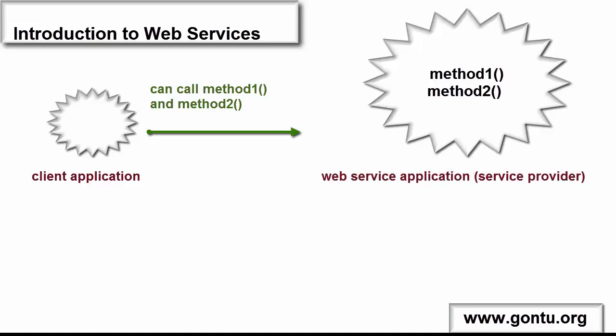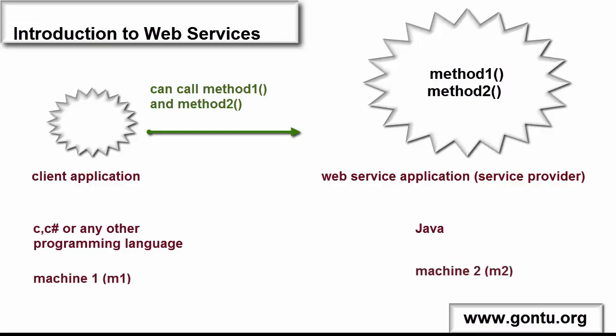An important point to note over here is that the client and service provider may or may not be developed using the same programming language. So it may happen a service provider is developed using Java and its client is developed using C, C#, or any other programming language. Another important point is that the client and service provider may or may not be present on the same machine. If both are present on different machines, say M1 and M2, then there has to be some network connecting them. For example, a LAN, a WAN, the internet, or some other network.